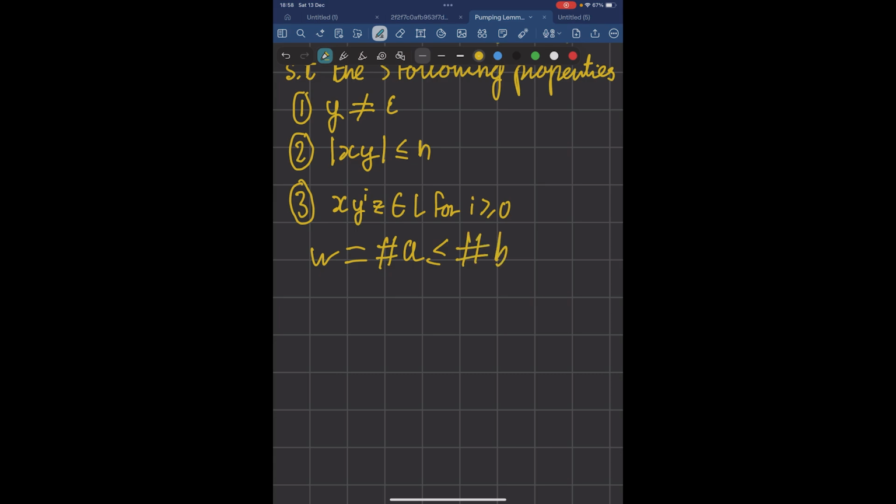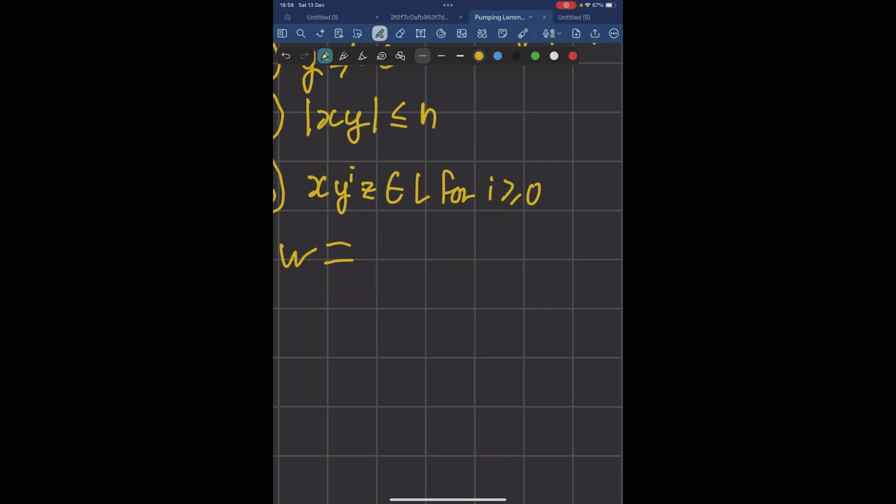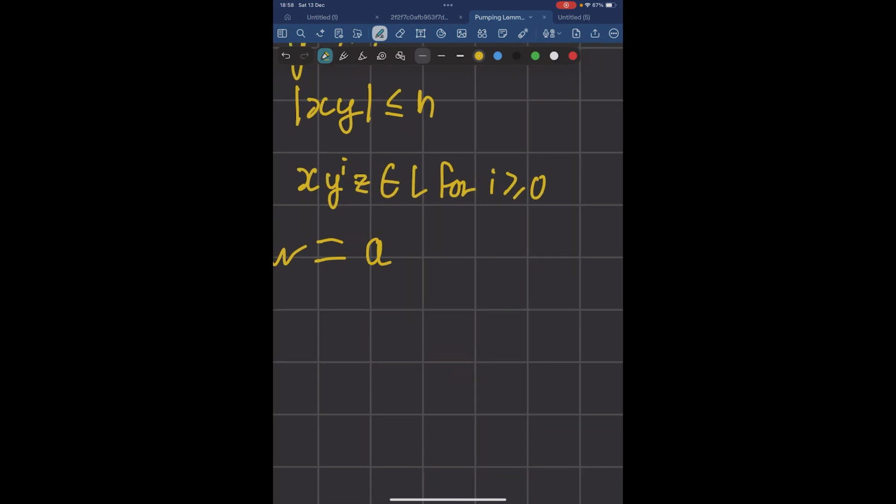And if you want to pump down and get this to be true, we want the amount of A's to be very close to the amount of B's before pumping down. So let's do that. We're going to set the amount of A's to be n plus 2, the amount of B's to be n plus 1, and the amount of C's to be n. So there's just one more A than B's.